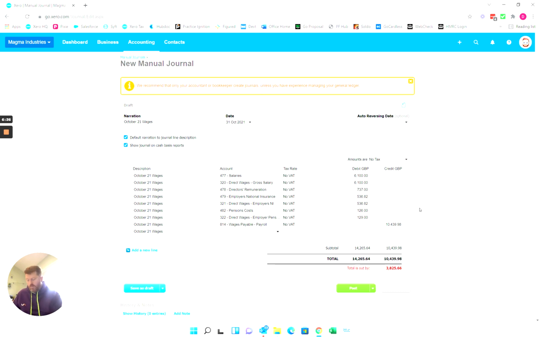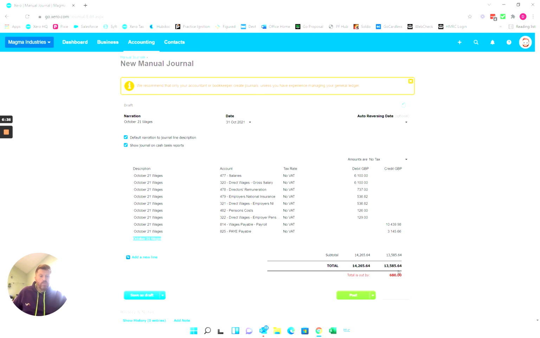Now we want our PAYE, 825. And then that's 3,145.66. Now we should be left with 680 quid, which we are, which is our pension contribution. And that goes to pensions payable of 858. Now we can see our debits equal our credits.